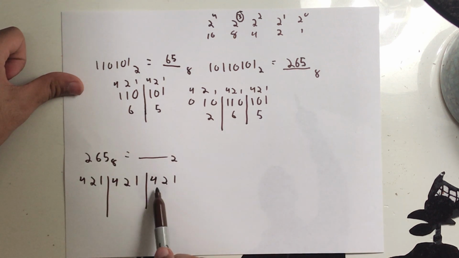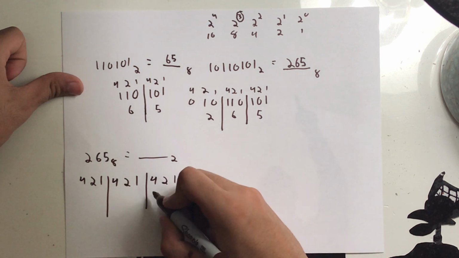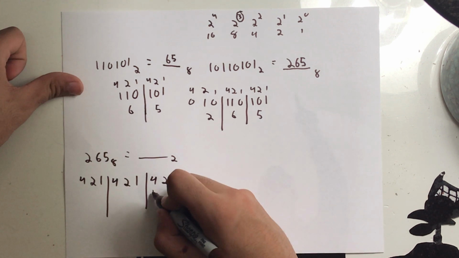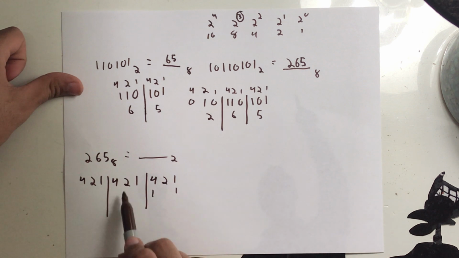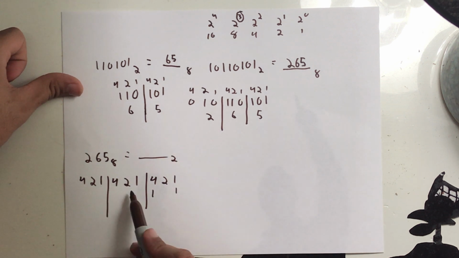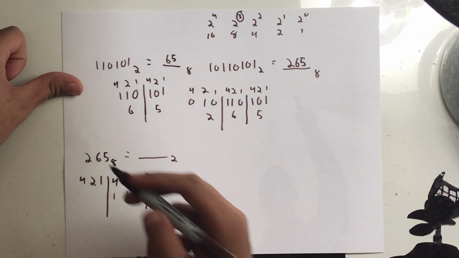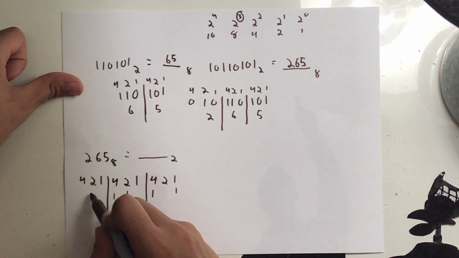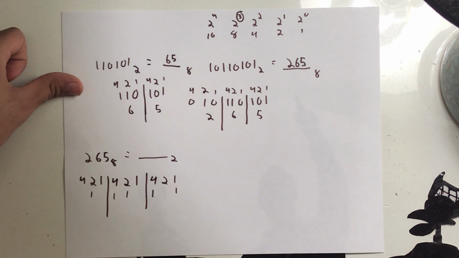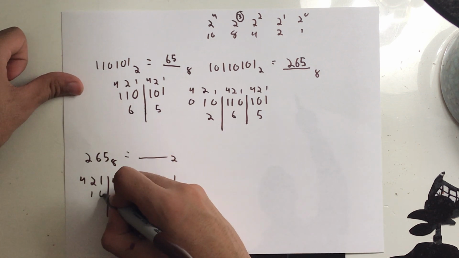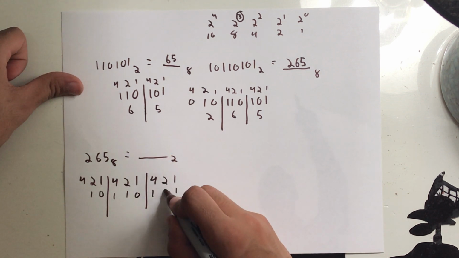Right? What combinations of 4, 2, and 1 can give me 5? Well, I know 4 plus 1 is 5. So I'm going to write down a 1 and a 1. What combinations of 4, 2, and 1 can give me 6? I know 4 plus 2 can give me 6. So I'm going to write down a 1 and a 1 here. And what combination of 4, 2, and 1 can give me 2? It's just a 1. Right? And then the rest of the numbers you can fill with zeros.